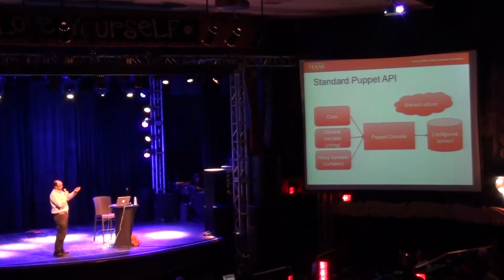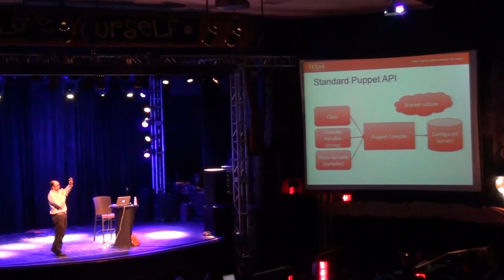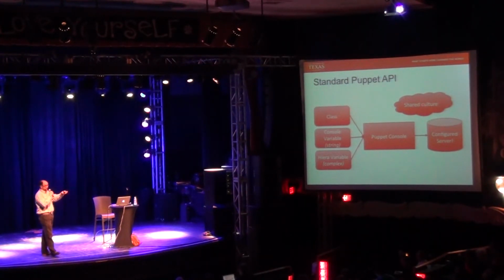But the other parts of it, and this is more strictly the API, was that we made a promise to our users that if you take a class and then feed it a variable, and we split the variables, and we say console variables are for strings, for simple variables, and the higher variables are for complex variables. They're for arrays or hashes, which we'll talk about later. If you feed those into the console, you'll get a configured server. And then there's a fairly standard way in which we construct our variables and in which we provide classes and the variables.